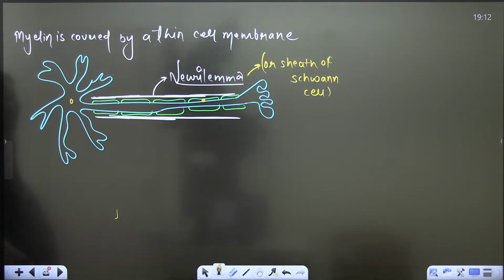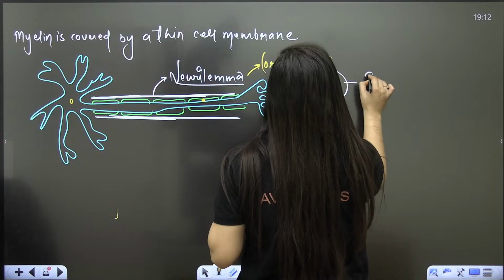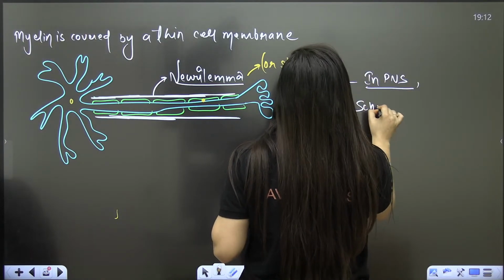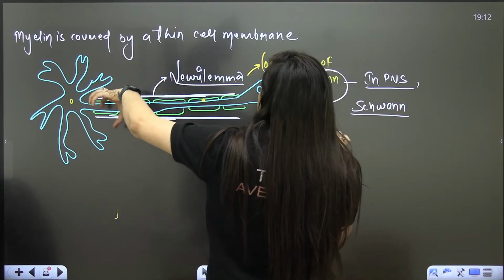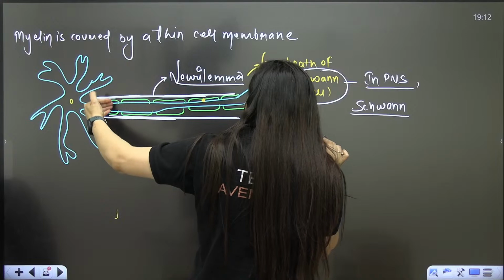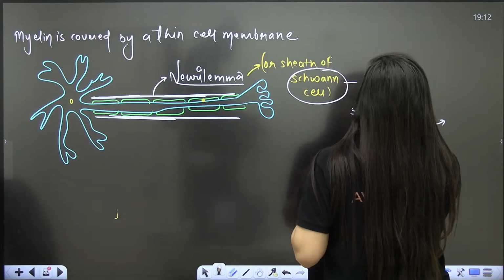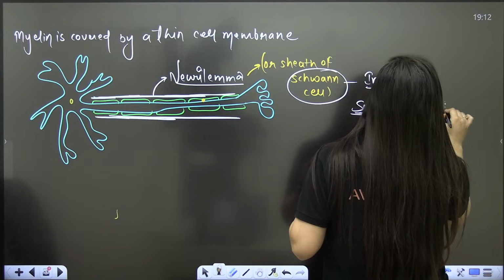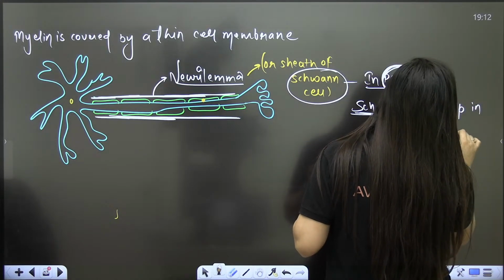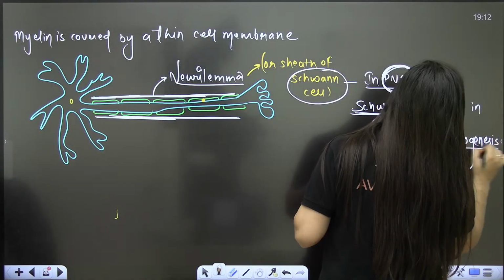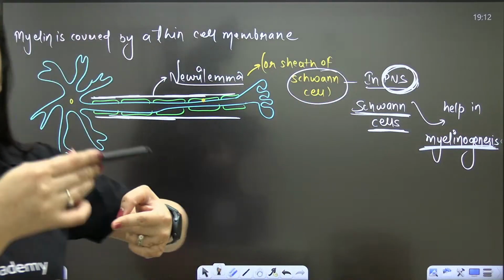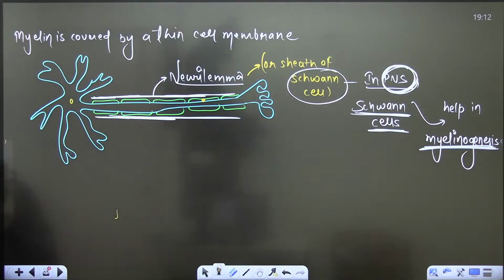In the peripheral nervous system, PNS, these Schwann cells help in myelin synthesis. They wrap the axon and form the concentric rings of myelin around it. They help in myelogenesis. Genesis means synthesis, so myelogenesis means synthesis of myelin, or myelin formation. So Schwann cells take part in the deposition of the myelin sheath.